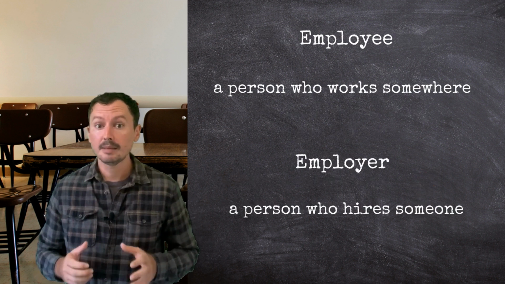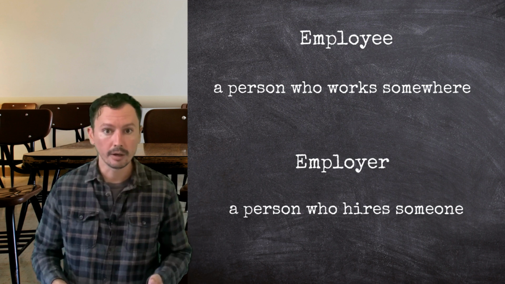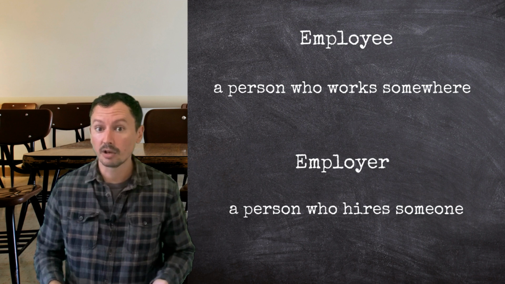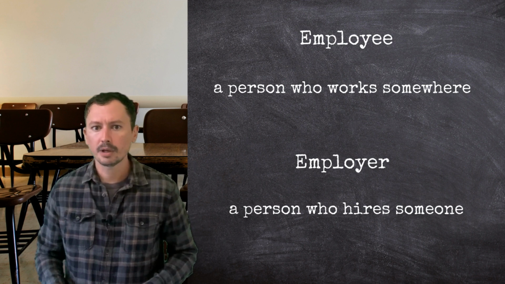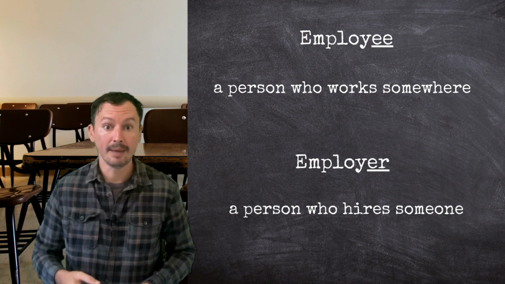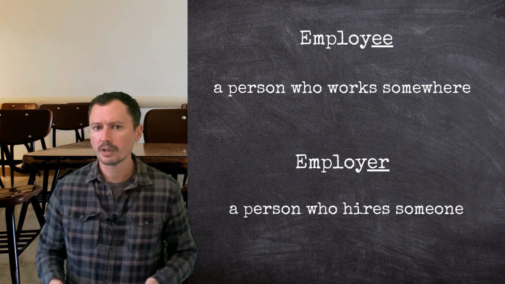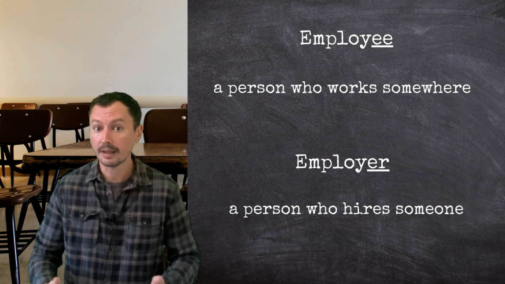Finally, this may seem easy to some people, but many people confuse employee and employer. The rule is actually consistent across other words like interviewee and interviewer. Basically, the person whose title ends with E does something for the person whose name ends in er. In other words, the person with R at the end is typically the leader or is doing something to that other person.